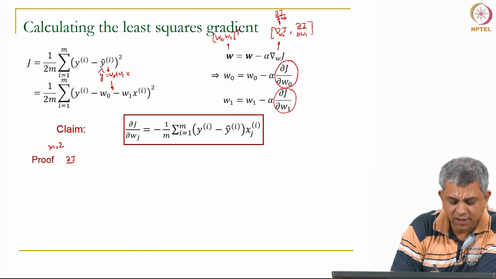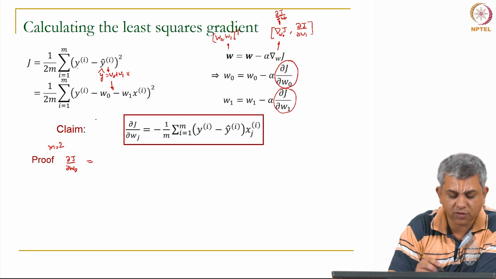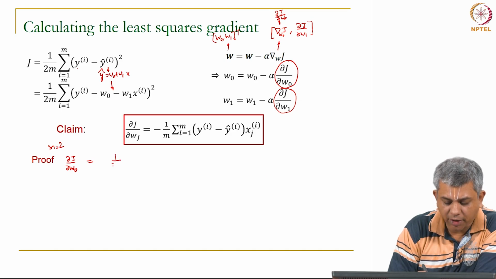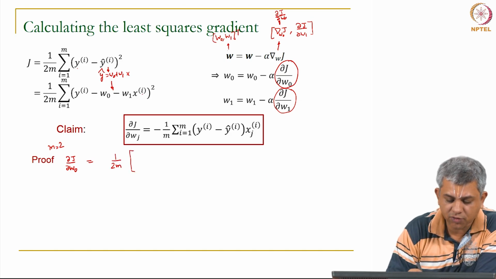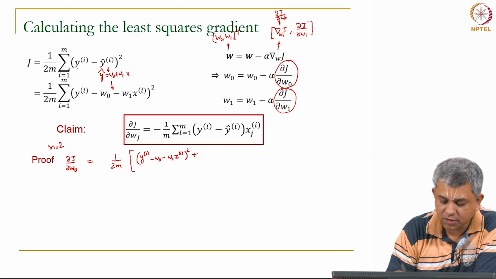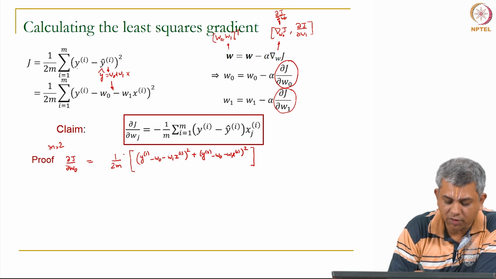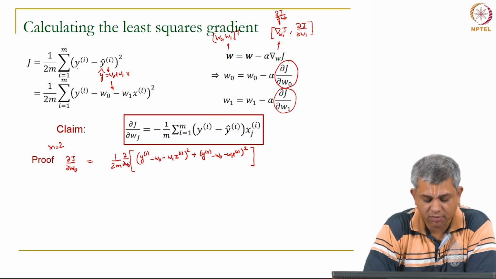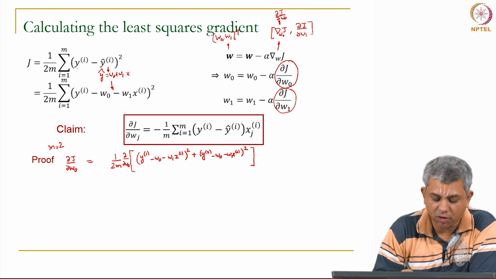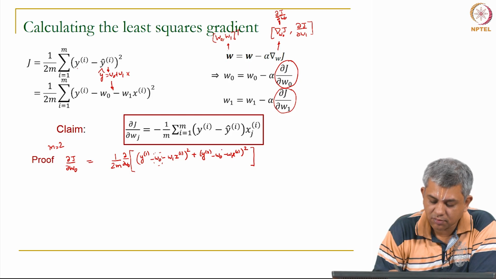So, suppose I want del j del W naught, okay, for the case where m is equal to 2. I will keep the 1 by 2 m here. Now, what terms will I have? I will have y 1 minus W naught minus W 1 x 1 squared plus y 2 minus W naught minus W 1 x 2 squared. These are the only 2 terms that exist, and now I have to take del by del W naught of this. Okay. Since it is a partial with respect to W naught, only these terms are actually dependent on W naught. Okay. So, how do we do this?